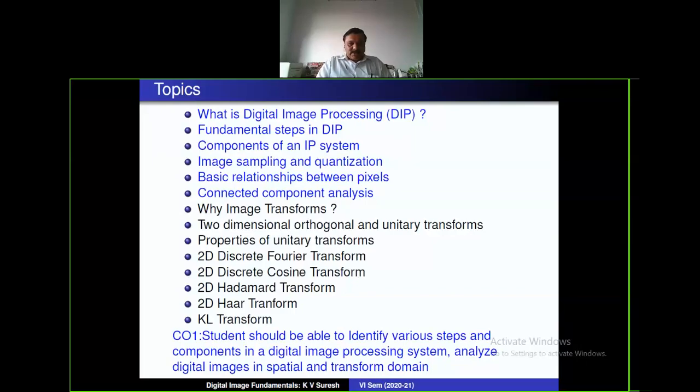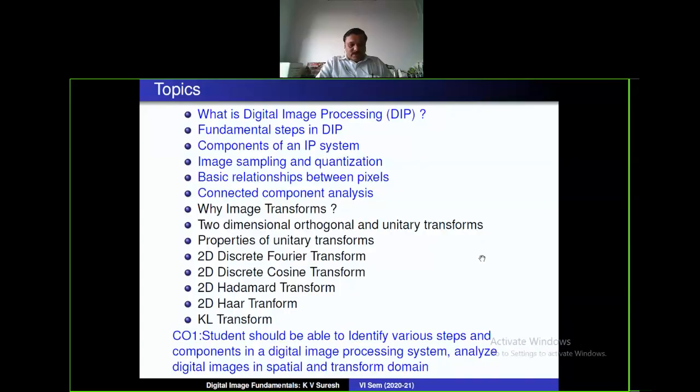Second part, we will be discussing image transforms. To start with, why do we need image transforms? And a special class of transforms called orthogonal and unitary transforms. Why this property is very important in image transforms, and some properties of these unitary transforms. And we discuss examples of these transforms starting with DFT, then DCT, Hadamard, Haar, then to end with the KL transform.